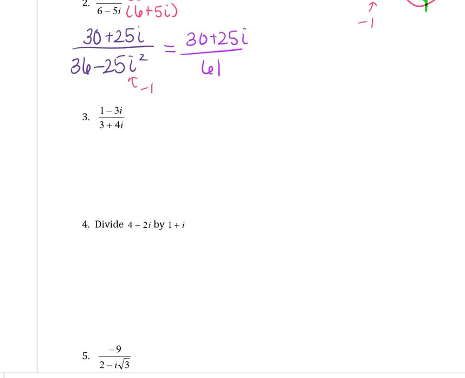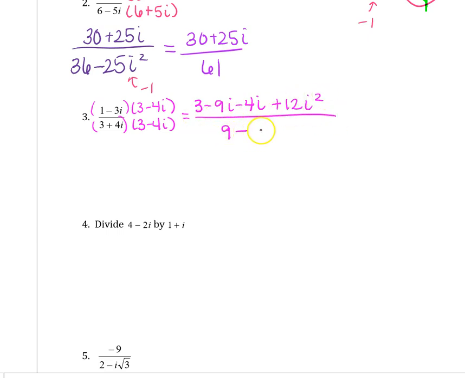Okay, so when I come down to number 3, multiply by your conjugate. So you've got 3 minus 4i. Okay, I'm going to FOIL both the numerator and denominator. So I have in my numerator... Oops. Okay, I'm just going to FOIL. Okay, so this was a difference of two squares in the denominator, and I just FOILed this all out. Then I'm going to combine my like terms.